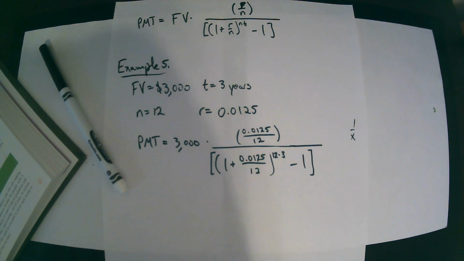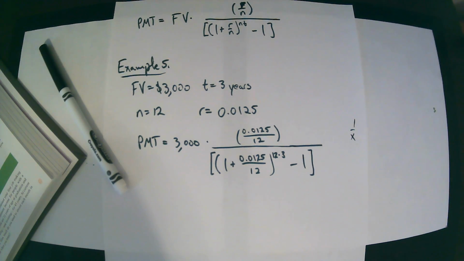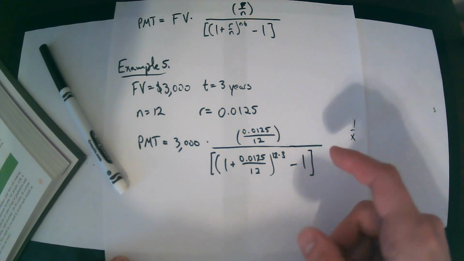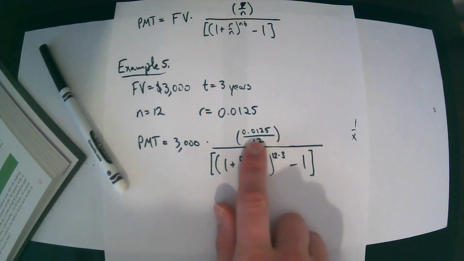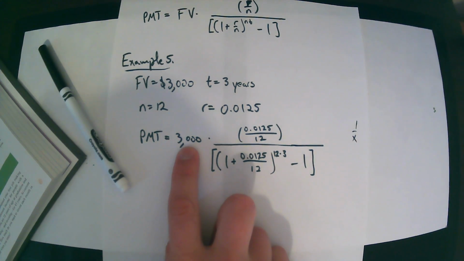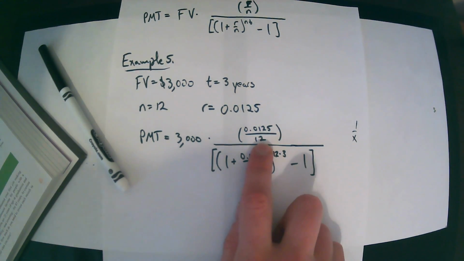0.0125 divided by 12 plus 1 raised to the 36, because 12 times 3 is 36, and then minus 1, that gives me that, and then I'll do 1 over x to get that so that I can multiply. Oh, wait, there it is, so I can multiply by it. So now I've got this flipped upside down so I can multiply by it. And I'm going to multiply things onto it, so I'll multiply by 0.0125, then I'll multiply by 3,000, and then I'll finally divide by this 12.